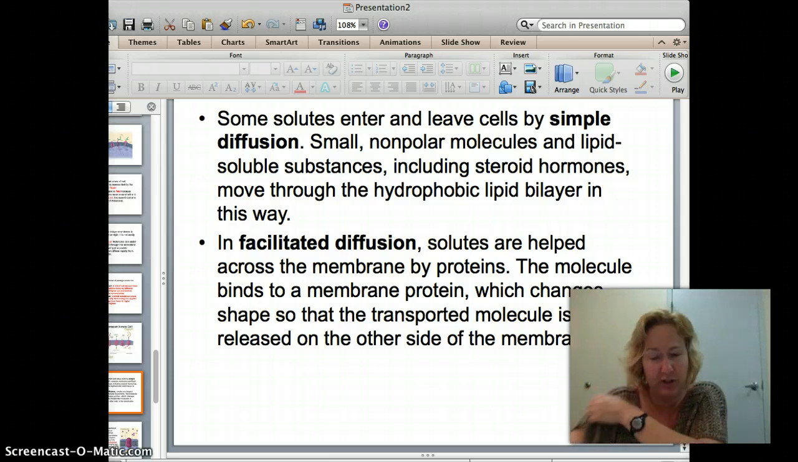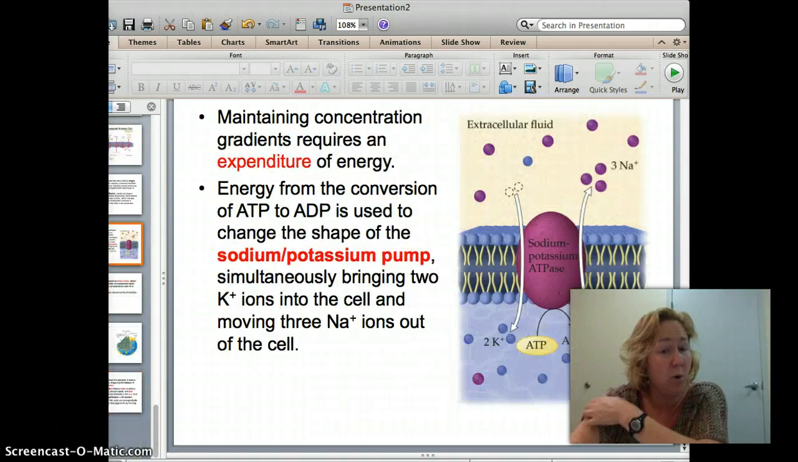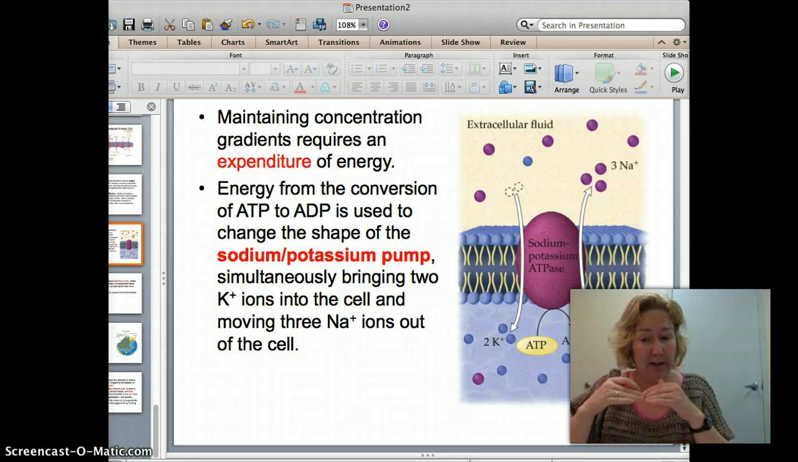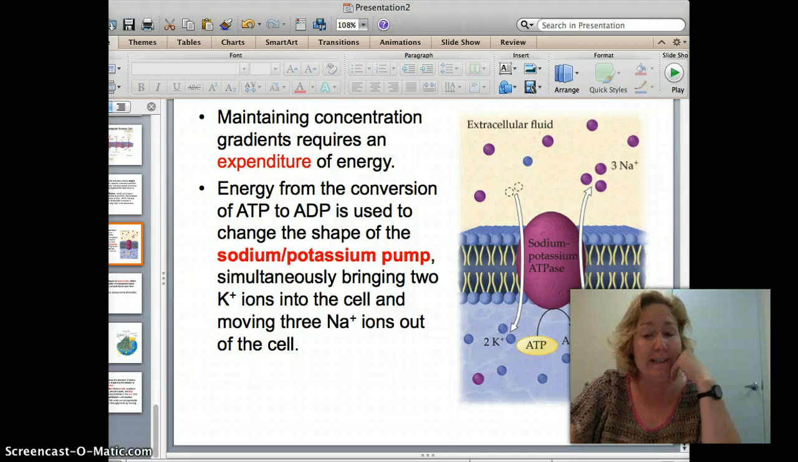Maintaining concentration gradients usually requires some kind of expenditure of energy. This usually doesn't happen for free. So even the guys that get to go for free, that's happened because somebody else has made that happen. Because somebody has set up the concentration gradient just right so it goes in and out. Usually that somebody is the sodium-potassium pump.